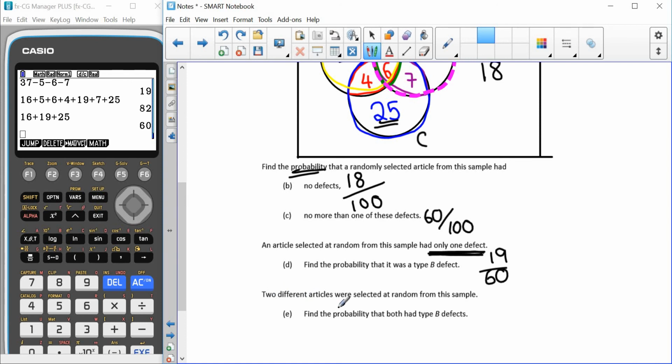Next, we've got two different articles were selected at random from this sample, and we're trying to find the probability that both had a type B defect. Now, unfortunately, this is a bit ambiguous. It doesn't say if it's meaning that we're only looking at the ones that have one defect, or if we're back at looking at our entire section of data. I'm going to read it as it's a carry on from this section here. So I'm going to read it as we're putting these two together. In an exam style situation, this would be a lot clearer. But here, when I'm saying that we're looking at the sample, I'm going to read it as only one defect.